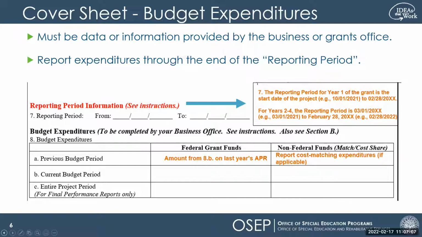Item 8 of the cover sheet are your budget expenditures. Your budget data must be from your business or grants office, and they should be reporting expenditures through the end of the reporting period. Expenditures should be reported for both federal funds and non-federal funds or cost matching funds, if applicable.